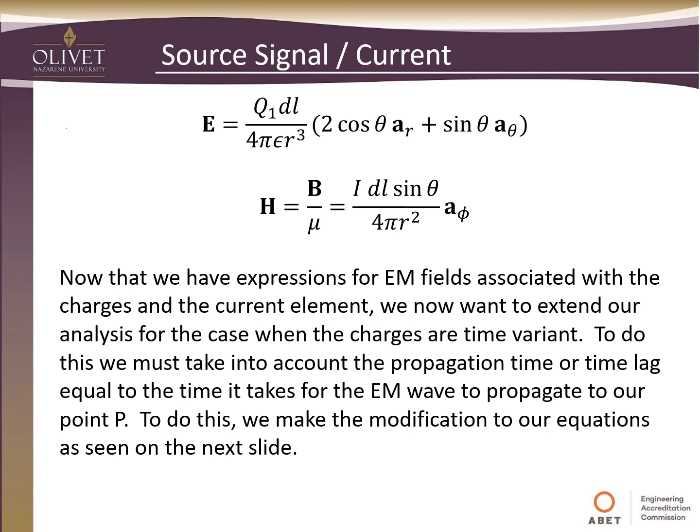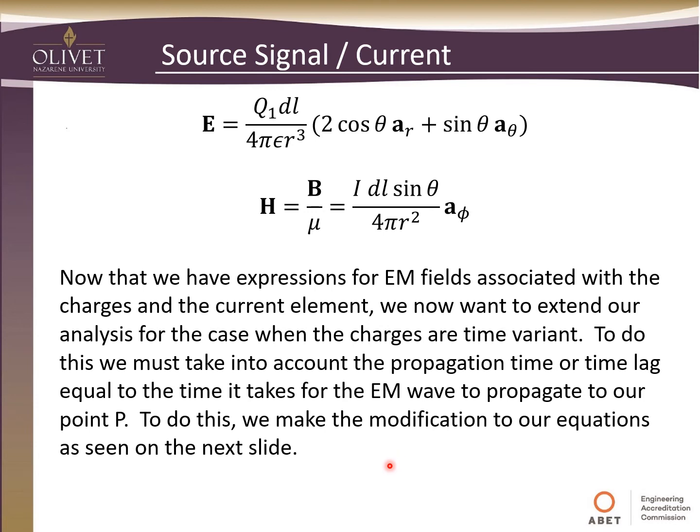So now that we have expressions for the electromagnetic fields associated with the charges in the current element, we now want to extend our analysis for the case when the charges are time variant. So again, this is stationary charge, right? Or the stationary points, I should say. But we've got to think about this all along the antenna, the infinitesimal length.